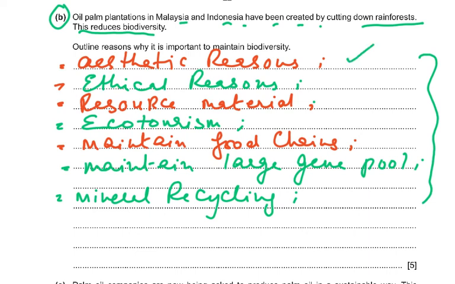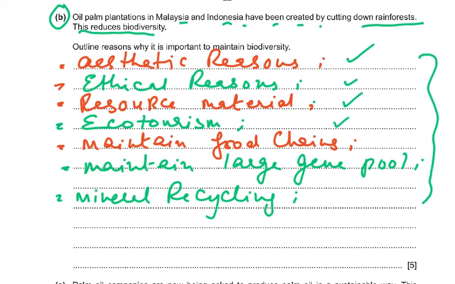Aesthetic reasons. We love nature walks. We love going and watching forests and trees and rivers flowing and lakes and all that. We just love those. Then ethical reasons. Why should we damage the earth? We should keep it for our future generations. We should maintain it. We should preserve it. Then there's resource material: plants, trees, birds. They're resource material for a lot of things. Maybe they have medicinal value.